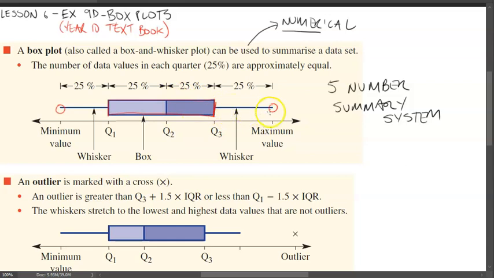Then from Q3 all the way to the end will be another line for our maximum value. And this is where that whisker part comes from, the whisker plot. The whisker is from Q1 to min and Q3 to max.